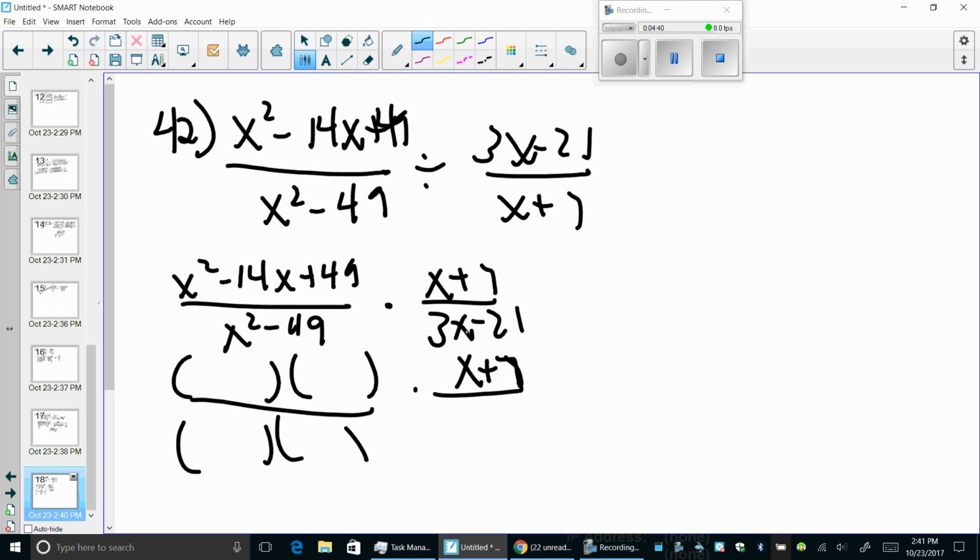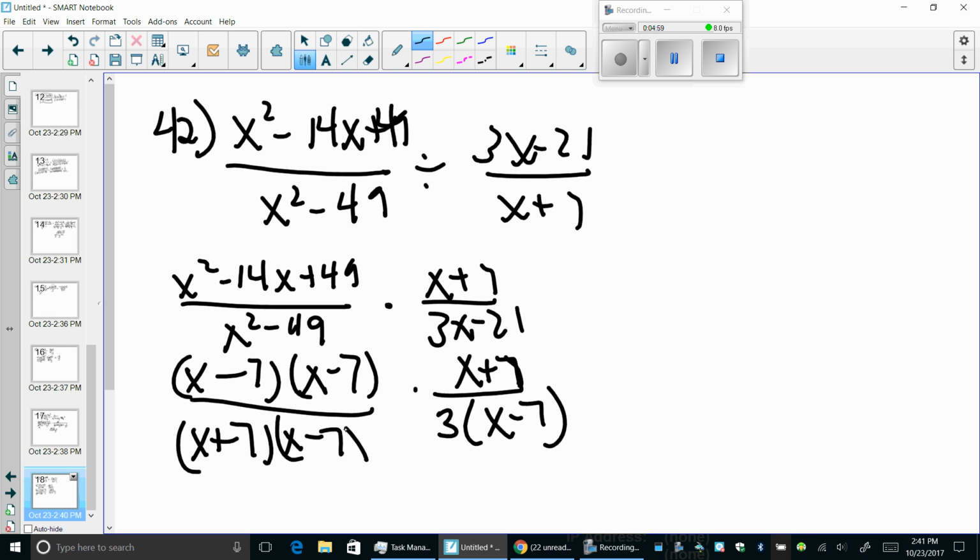Okay, 3x minus 21 has a GCF. It's 3, so that'd be 3 times x minus 7. Up here at the top, I'm going to put x and x. I need two numbers that multiply to give me 49, and add to negative 14. So it'd be negative 7 and negative 7. And I need two numbers that multiply to give me negative 49. It's a difference of squares, so it's going to be plus 7 and minus 7.